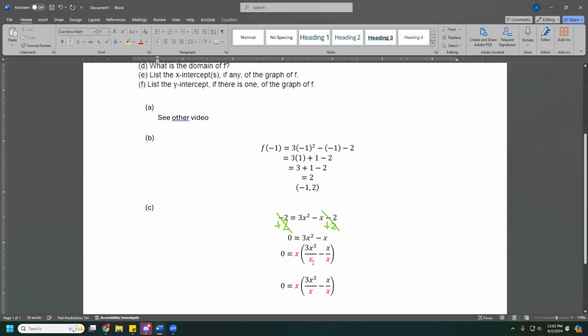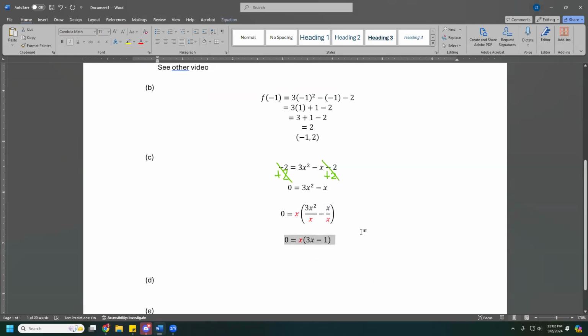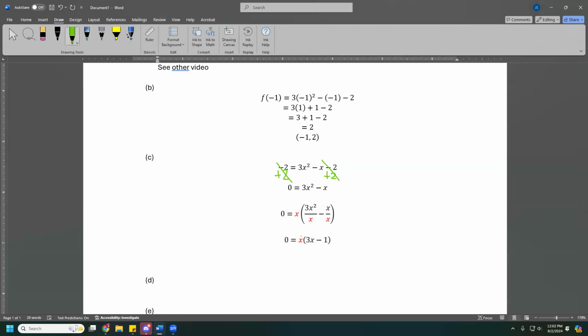Just to simplify the inside of the parentheses, x squared divided by x is just going to leave me with one copy of x. x divided by x is 1, because anything divided by itself is 1. So this is my factored form. The way that I can check to see if I've done my factoring correctly is by multiplying this back together and seeing that I get what I started with. x times 3x does give me 3x squared. x times -1 does give me -x, so I've done this correctly.